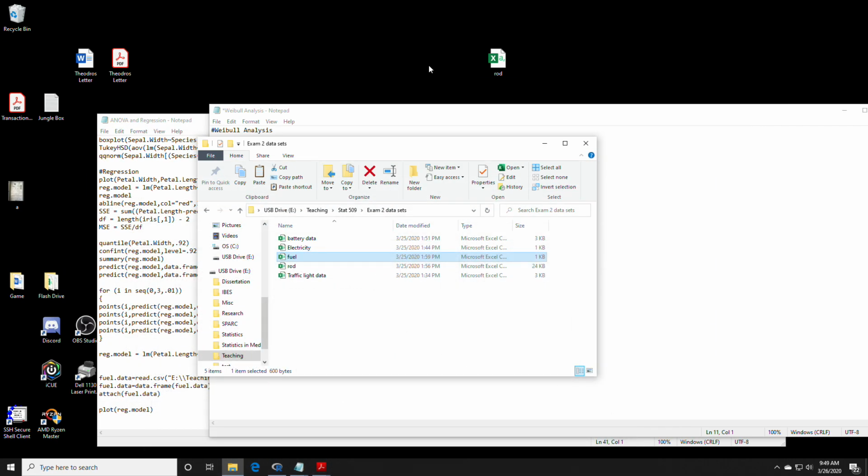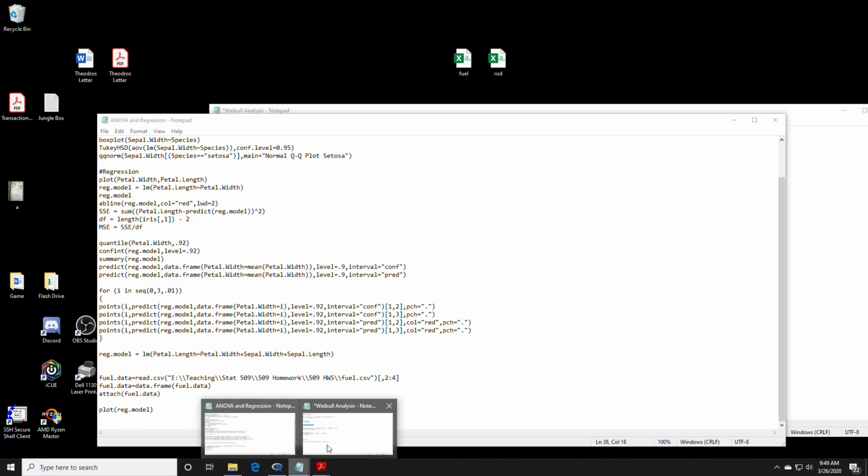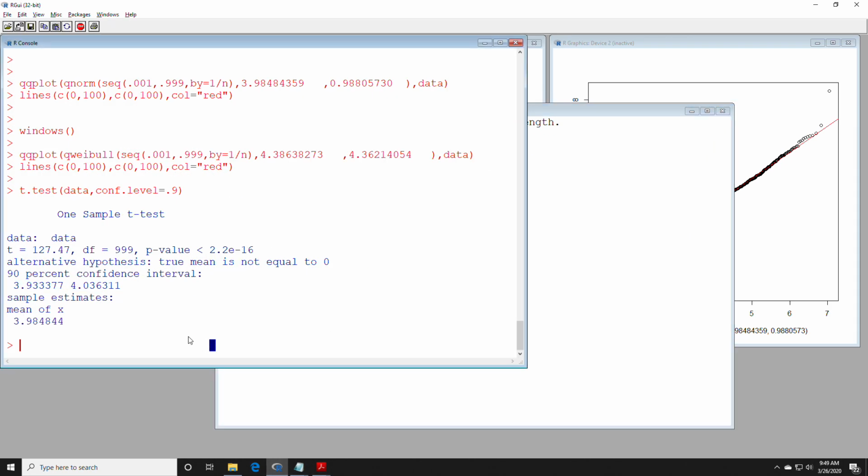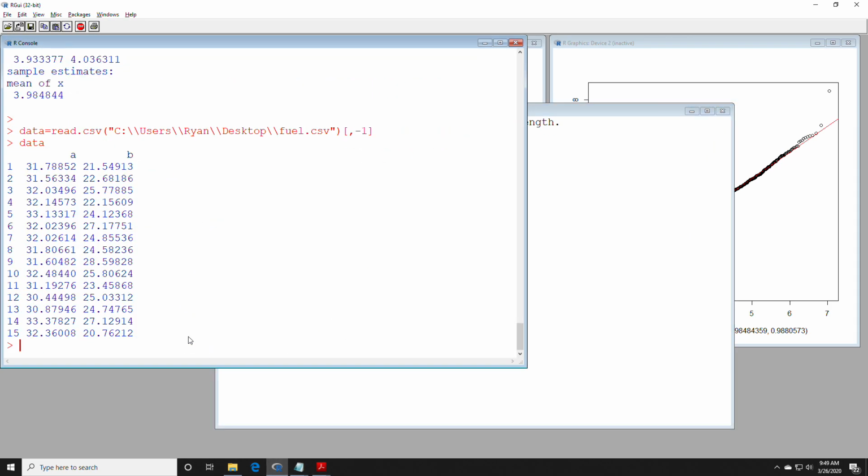Put it on our desktop, and let's read in the data. Call it fuel. You can keep it as data, or you can change it to fuel, because we're not doing a reliability analysis, just a confidence interval. However you want to do it, let's look at what the fuel data looks like. So the cars for system 1, and the cars for system 2.